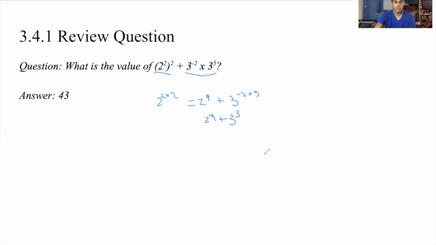Now we just have to simplify these exponents. 2 to the power of 4 means 2 times 2 times 2, and then times 2. And then 3 to the power of 3 means 3 times 3 times 3. And then when you simplify those out, that gives you 16 plus 27, and 16 plus 27 gives you 43.